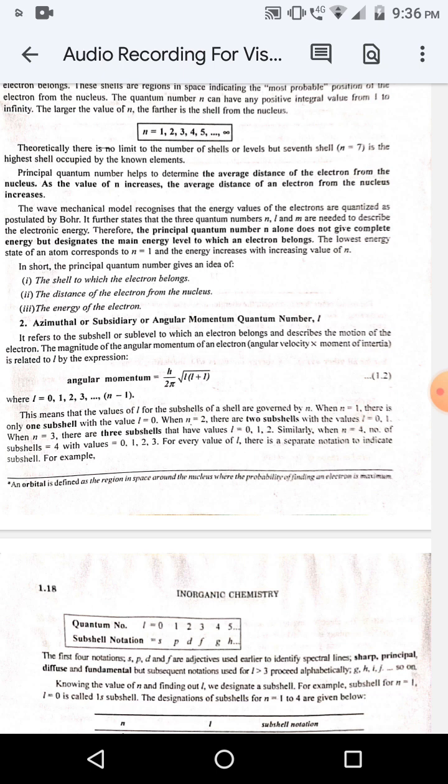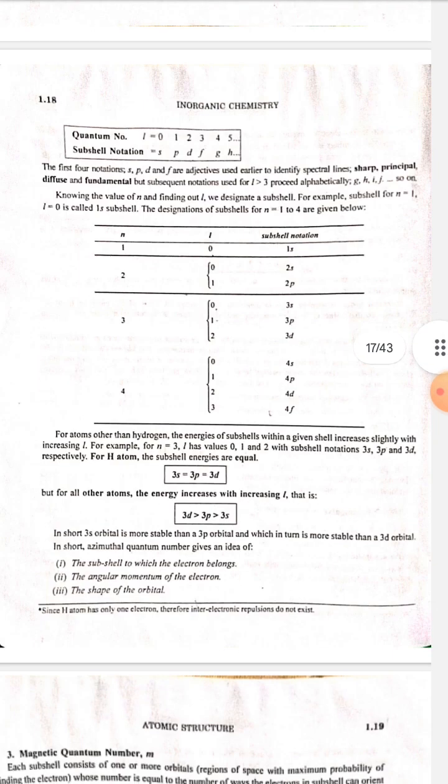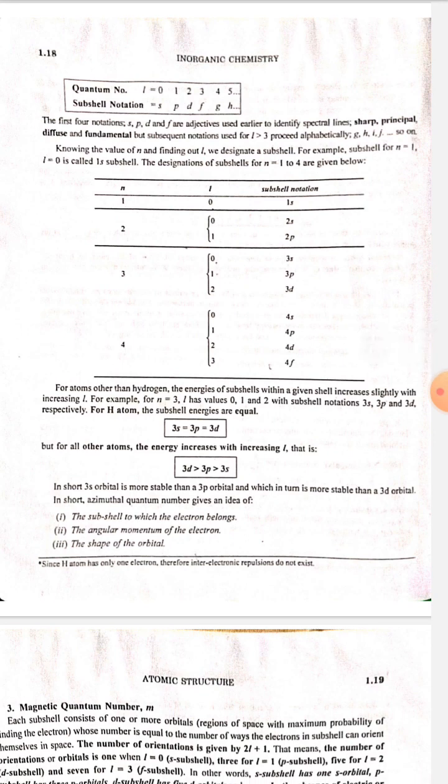For every value of L, there is a separate notation to indicate the subshell. For example, quantum number L is equal to 0, 1, 2, 3, 4, 5, with subshell notation s, p, d, f, g, h. The first four notations s, p, d, f were used earlier to identify spectral lines: sharp, principal, diffuse and fundamental. But the subsequent notations used for L greater than 3 proceed alphabetically: g, h, i, j and so on.